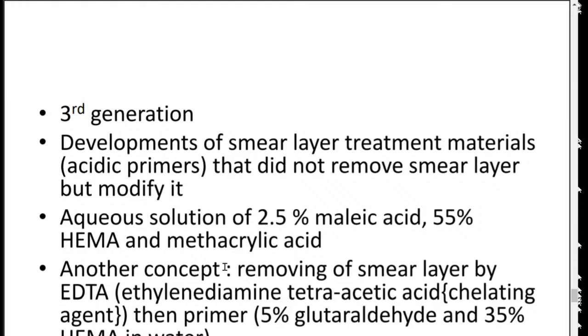Another concept, removing of smear layer by EDTA, ethylenediamine tetraacetic acid, chelating agent, then primer 5%.